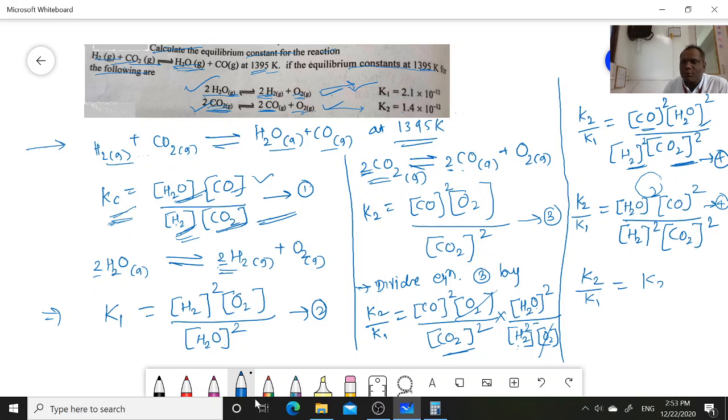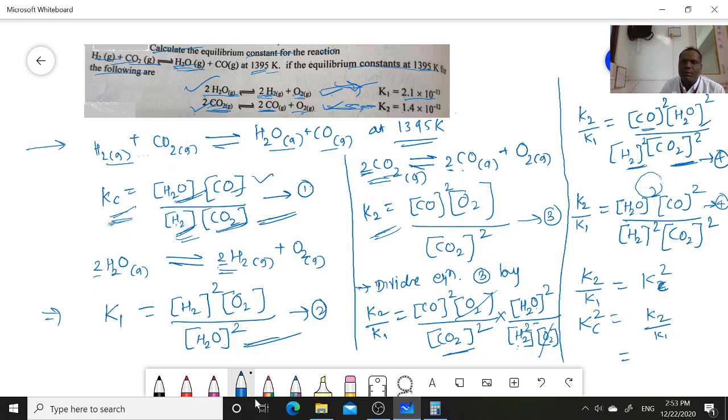Kc square, that is the concentration constant of equation number 1 squared, right? Therefore we know the values of K1 and K2, right? K1 for this reaction is this one, and K2 for this reaction is this one. The values are given, so we can write the values directly. So I will take this Kc on this side. Kc square is equal to K2 divided by K1.